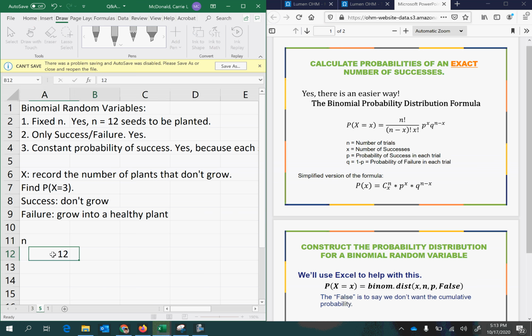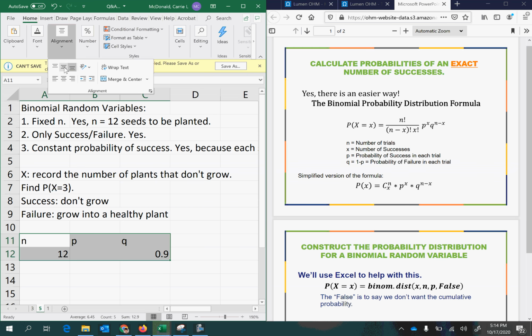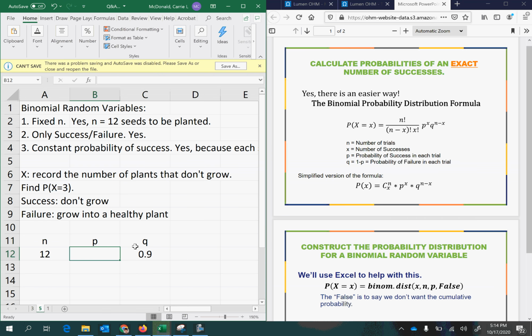So n is 12, p is 0.1, that makes q 0.9. You can also always just do 1 minus p. We kind of found it the other way around. It was given to us that it was 0.9 as a decimal for the seed to actually grow, which is not what we're interested in, so we don't consider that a success. And then we were taking that value and doing 1 minus q to get p, so it works the other way around as well. X is the number of successes, and so we're looking for 3 that don't grow. Okay.